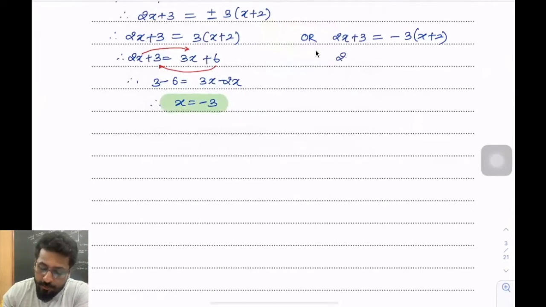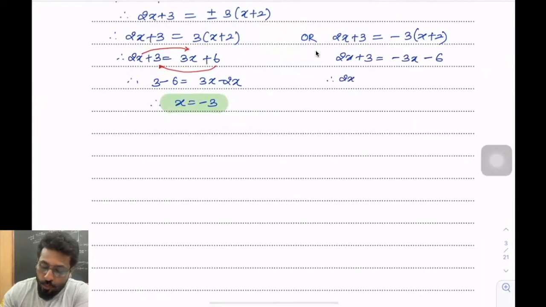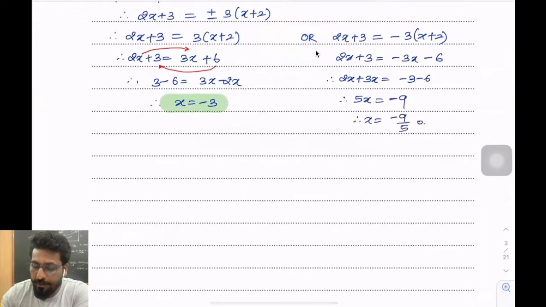So there I have 2x plus 3 is equal to minus 3x and minus 6. So again, I'm going to collect all the like terms together. That means all the terms of x will come together and all the constants will come together. So I get 2x plus 3x is equal to minus 3 and minus 6. So that gives me 5x is equal to minus 9. So x comes out to be minus 9 upon 5.